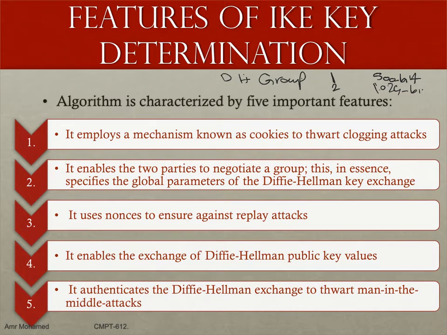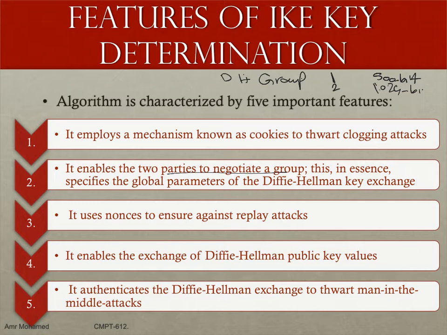So the Diffie-Hellman group is part of the initial messages that we need to exchange to agree or negotiate what Diffie-Hellman group we are going to use. Because based on that, the two communicating parties will define the key length, and hence the complexity associated with the security of this communication.